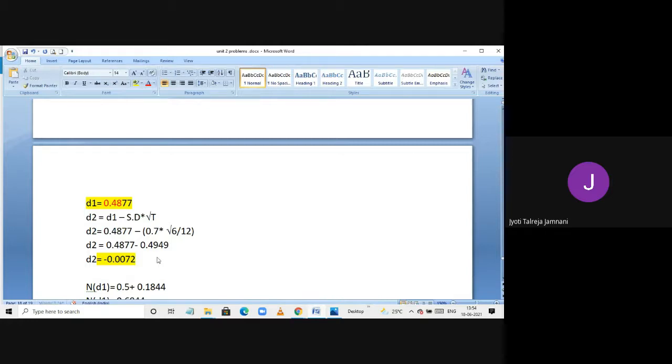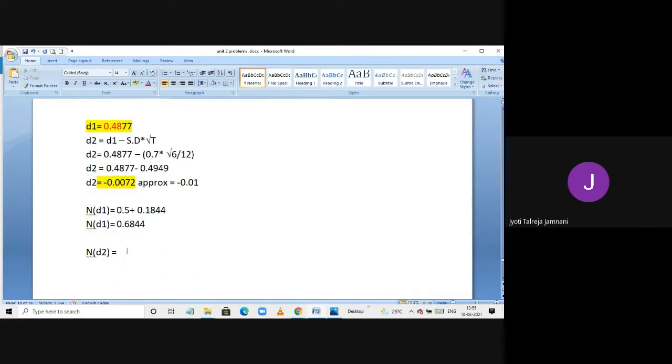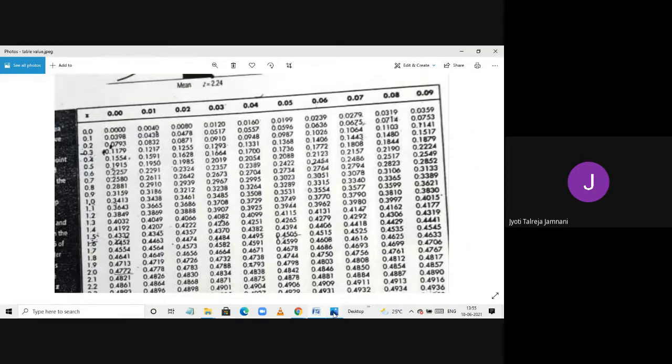So we write here approximately 0.01. It is 0.007. So if I round off 0.7, it will become 0.1. So approximately it is 0.01. Now we can see minus 0.01. So because it is minus, we write 0.5 minus. And now we can check 0.00 till 1 in the table.